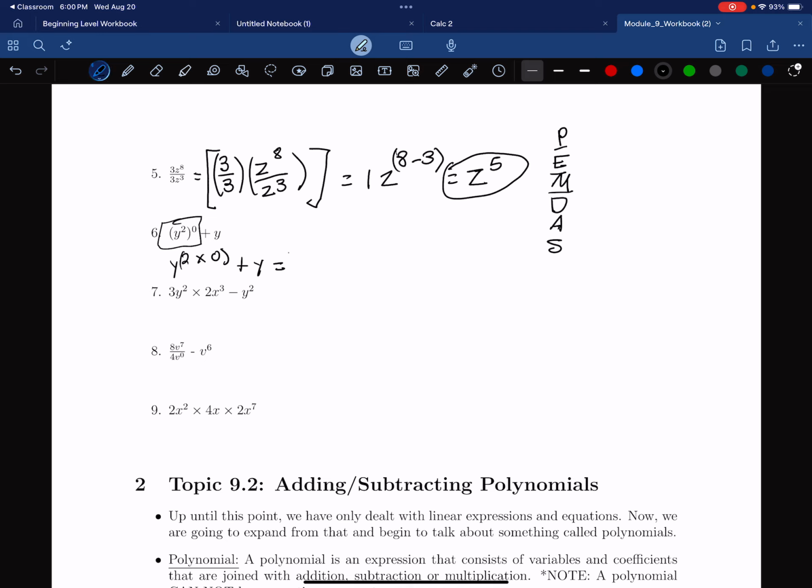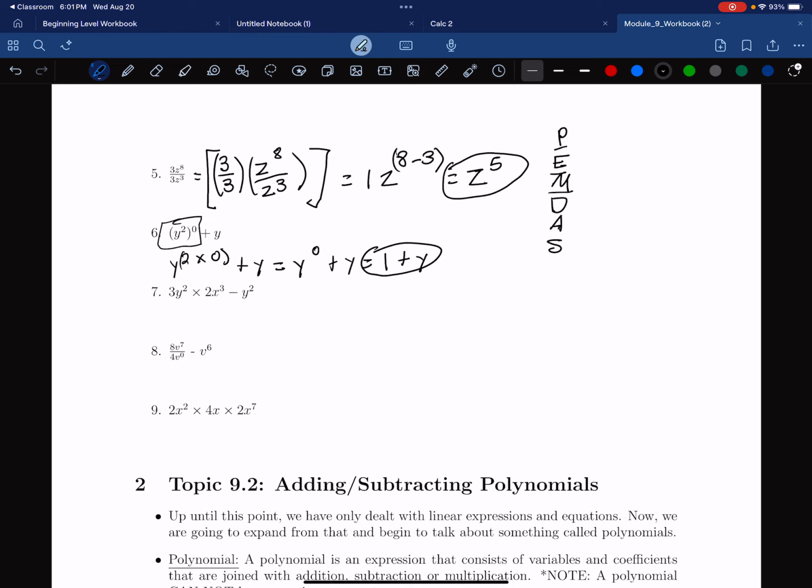So 2 times 0 is 0, so we're going to go y to the 0th power plus y. Now notice this y to the 0 is equal to 1. If you're wondering how that equals 1, remember, if you look at the rules of our exponents, we have this rule called the 0 rule. And this 0 rule tells us that anything raised to the 0th power equals 1.